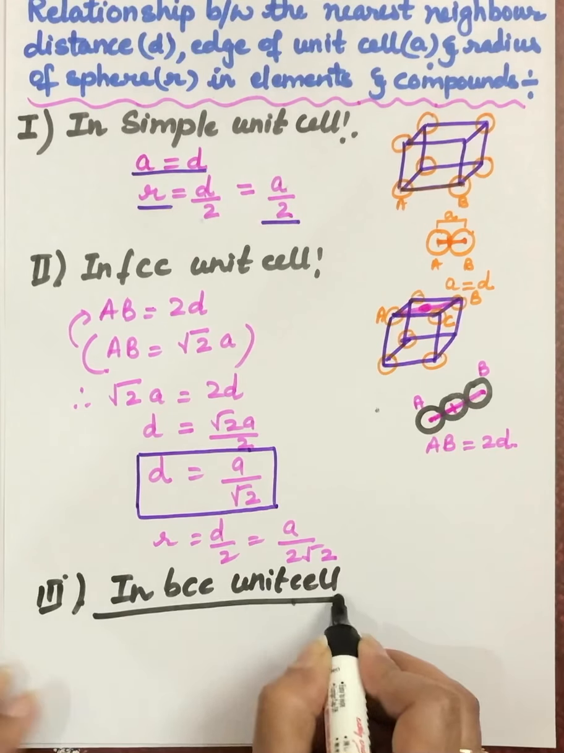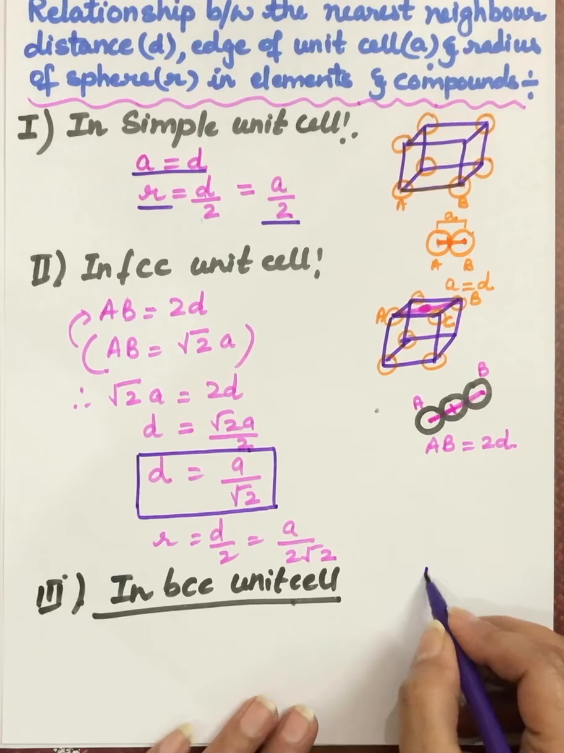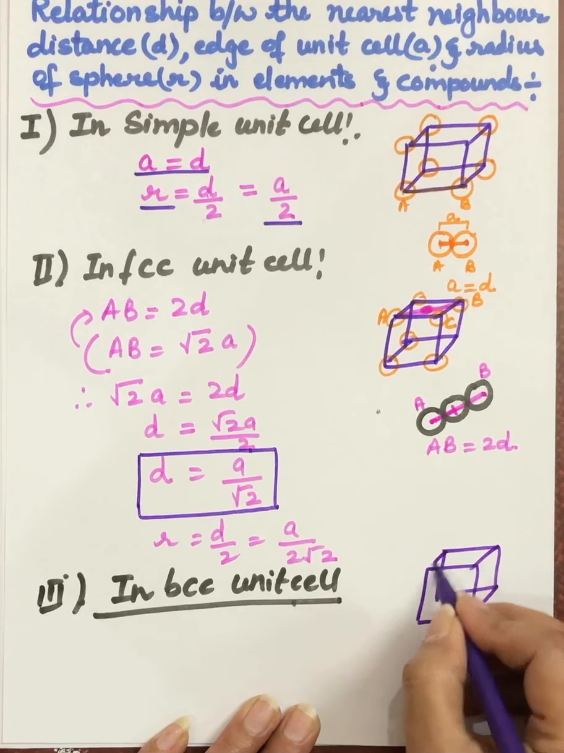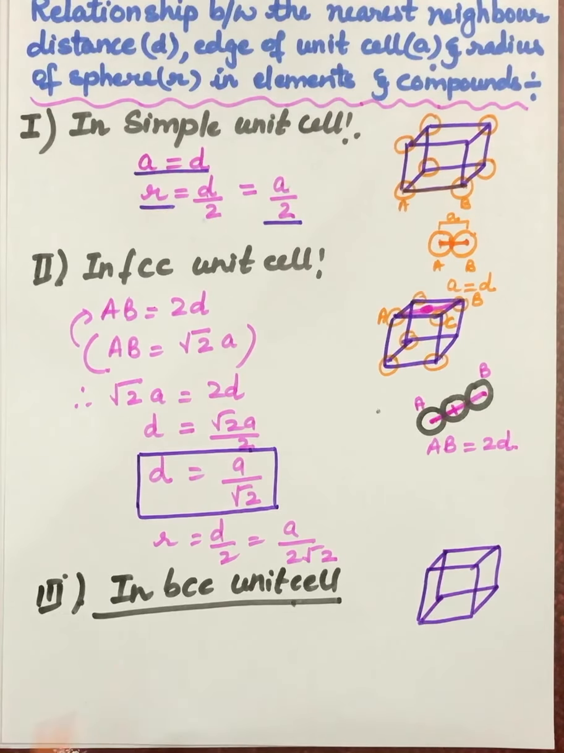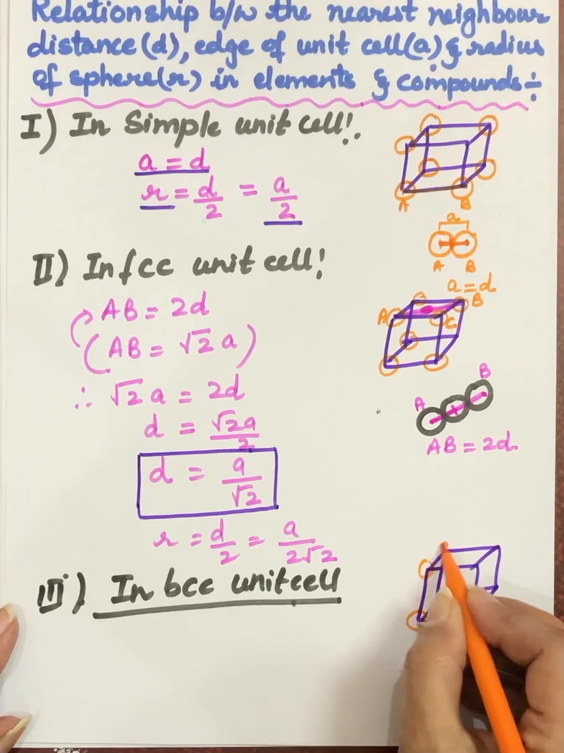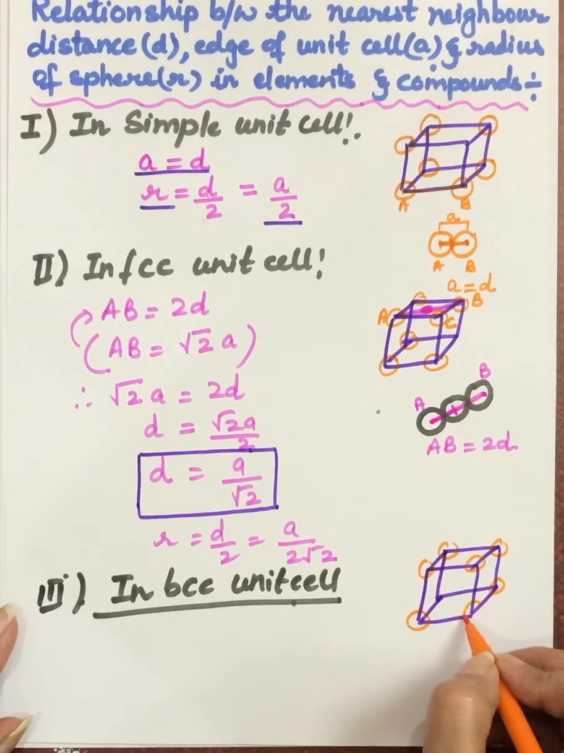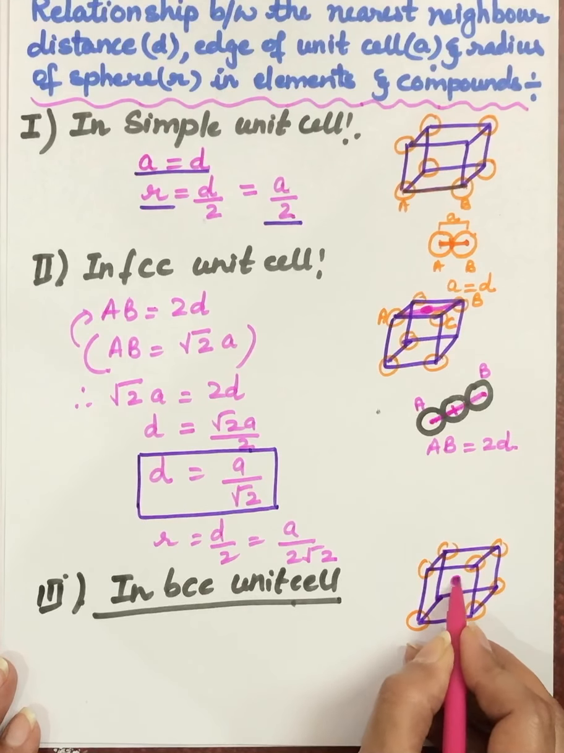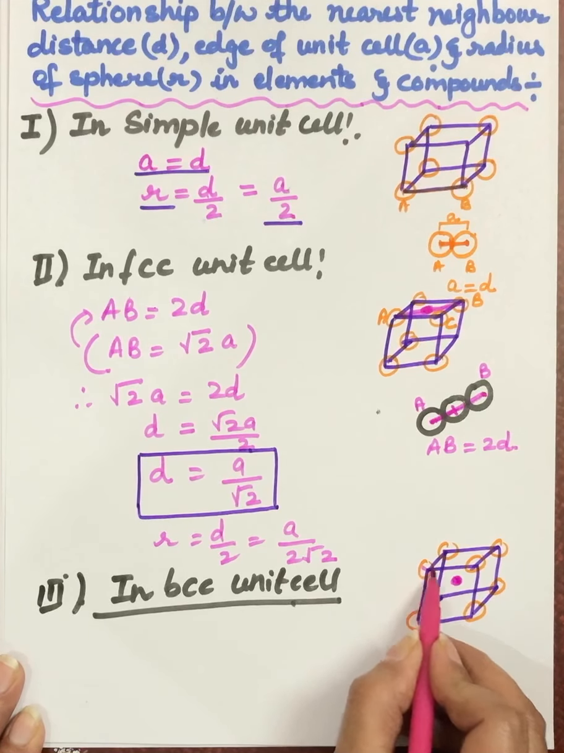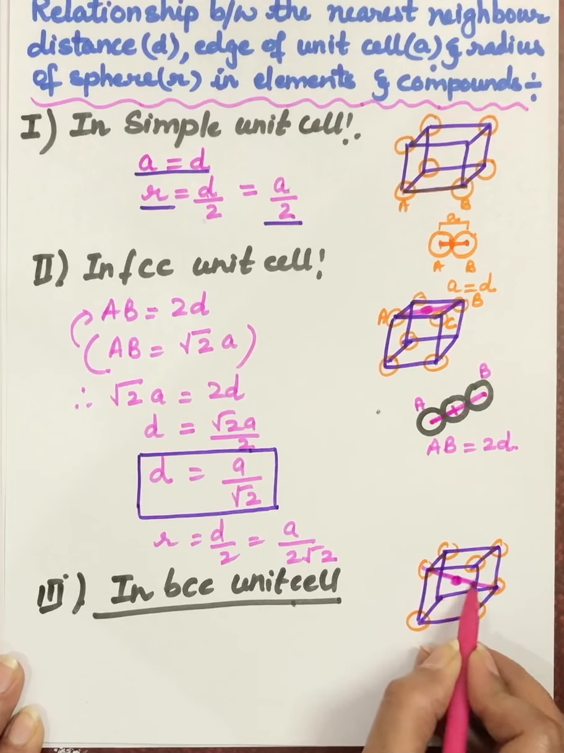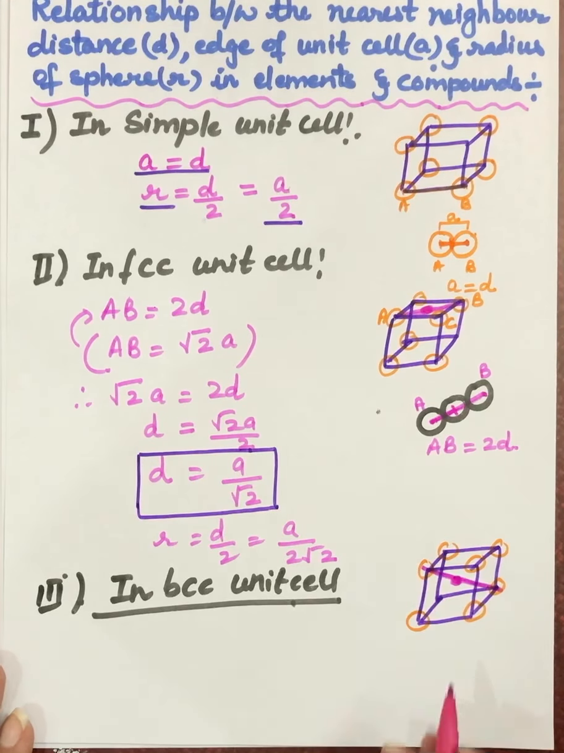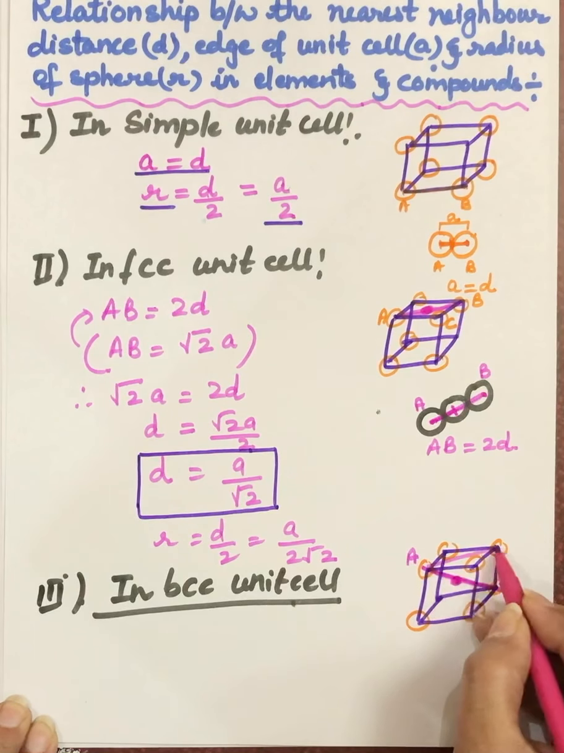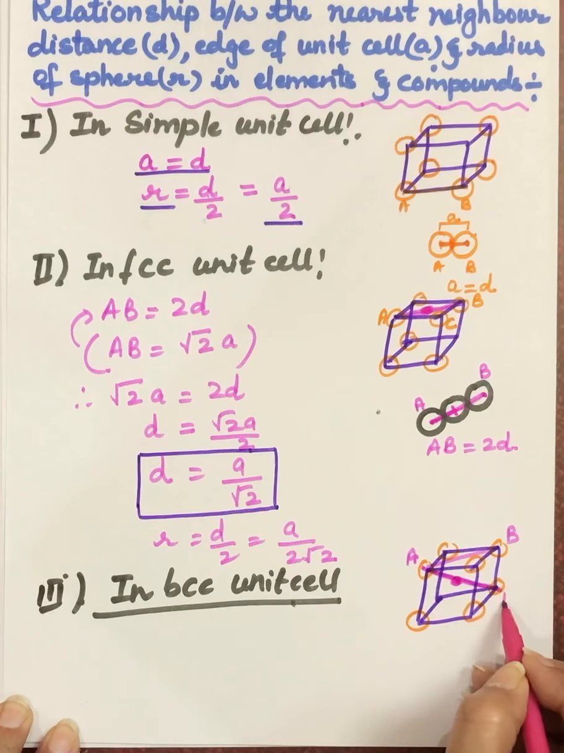BCC unit cell is that unit cell in which particles are present at the corners of a unit cell and plus also at the body center. So this particle I am taking is at the body center. When we combine these, this becomes a body diagonal. And 3 particles on this, if we take this as A point, this as B, and this point as D.